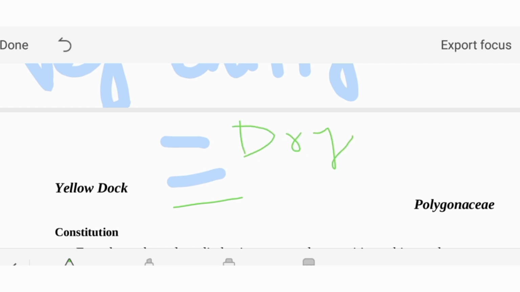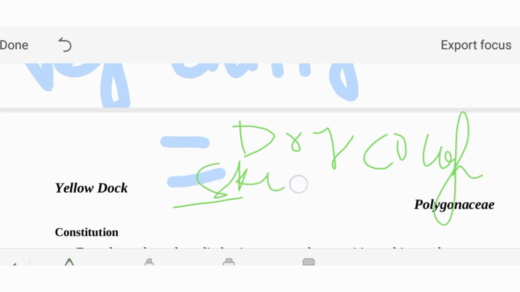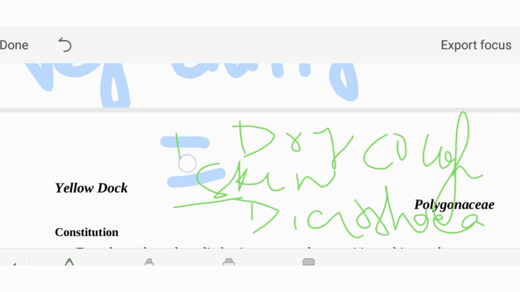One is for cough, dry cough. We use Rumex for dry cough. That is the most common therapeutic use of Rumex. Then skin symptoms, and the rare prescription is diarrhea. So most commonly Rumex is used clinically for dry cough. So first we started with dry cough.